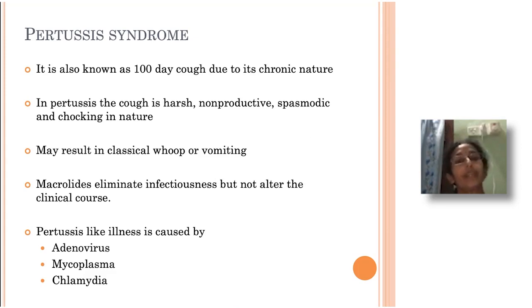Pertussis syndrome is also known as the 100-day cough due to its chronic nature. In pertussis, the cough is harsh, non-productive, spasmodic, and choking in nature. It may result in the classical whoop or vomiting. Even though it is treated with macrolides, this may eliminate the infectiousness but not alter the clinical course. With immunization, pertussis is less common, but pertussis-like illness is caused by adenovirus, mycoplasma, and chlamydia, where we may not see the classical whoop.